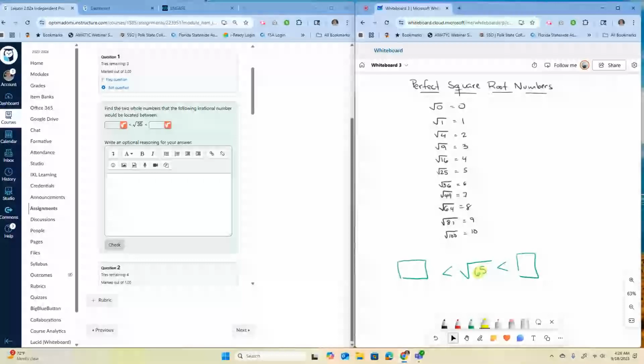All right, here's how you do problem number one. We're working with irrational numbers. Remember, an irrational number is a number that cannot be written as a fraction. For example, in problem number one, they gave me the square root of 35. I'm going to do something similar, the square root of 65.